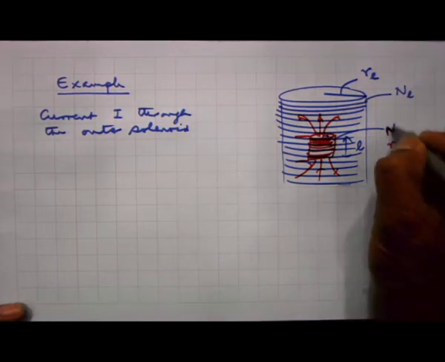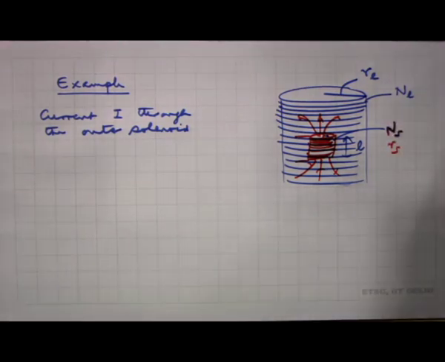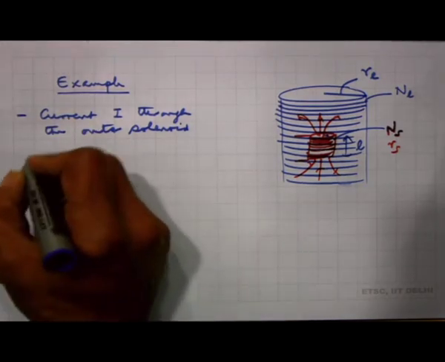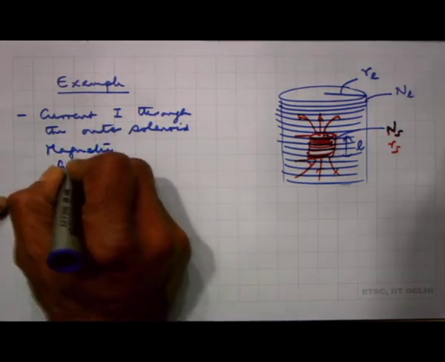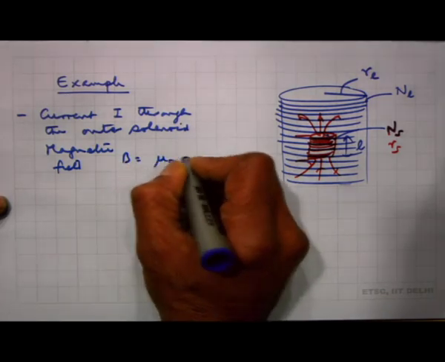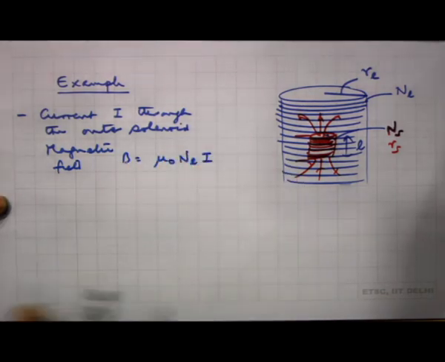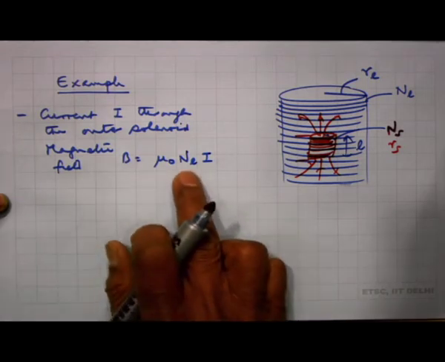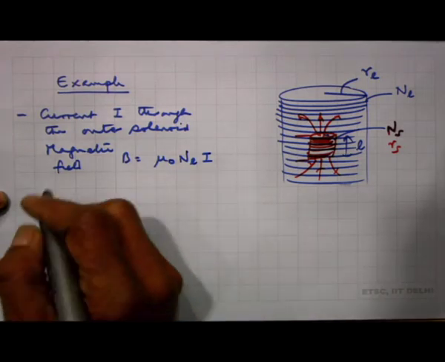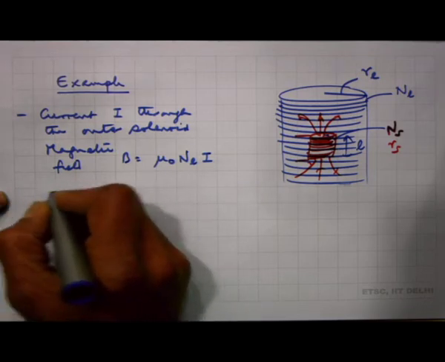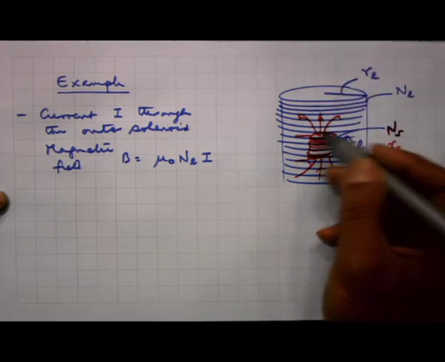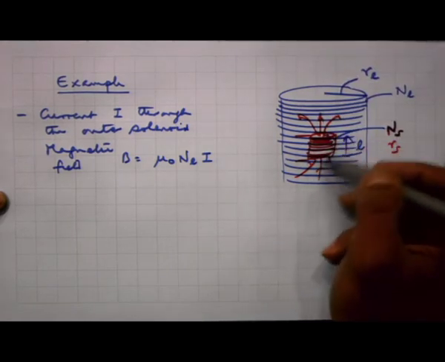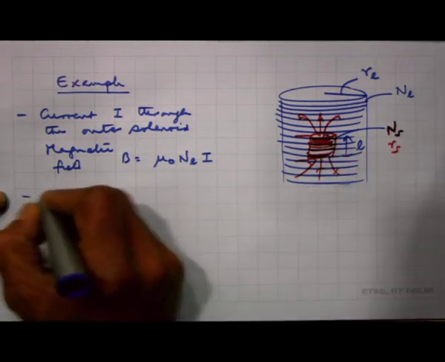So, the number of turns per unit length of the shorter solenoid is NS, the radius of the inner solenoid is RS and of the outer is RL. So, for a current I through the outer solenoid, the magnetic field is equal to mu naught NL I, mu naught times the number of turns per unit length times the current. Please remember now, this magnetic field is uniform within the outer solenoid, and this inner solenoid occupies a certain area of this.